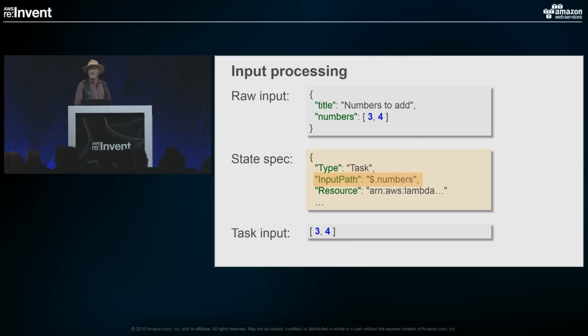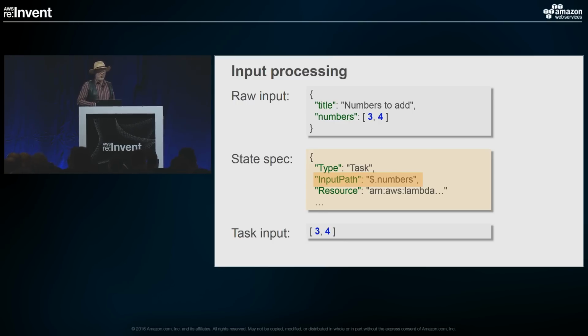JSON path is, if you haven't seen it before, really simple, really easy. There's implementations in every programming language. Go check it out. Now, there are some corner cases here.